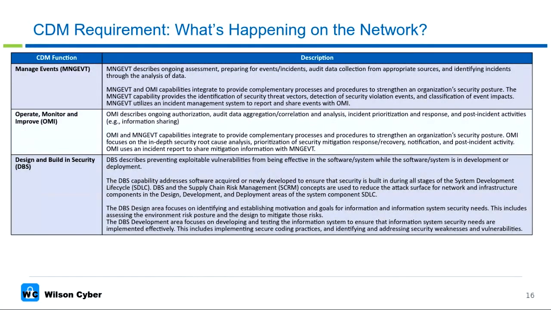The design and build-in secure design area focuses on identifying and establishing motivation and goals for information system security needs. This includes assessing the environment, risk posture, and the design to mitigate those risks. Design and build-in security development area focuses on developing and testing the information system to ensure that the information system security needs are implemented effectively. This includes implementing secure coding practices, identifying and addressing security weaknesses and vulnerabilities.